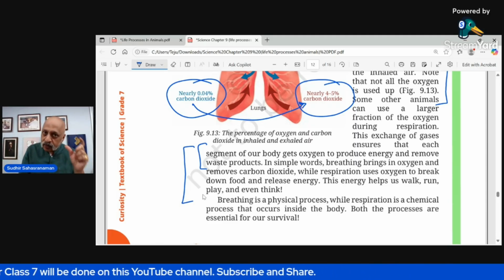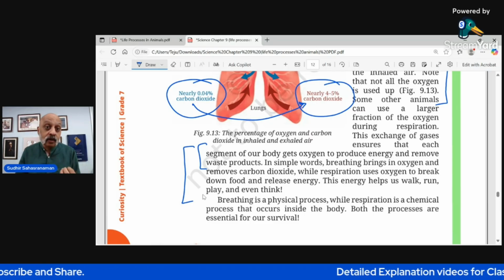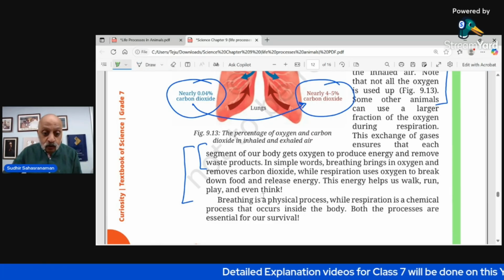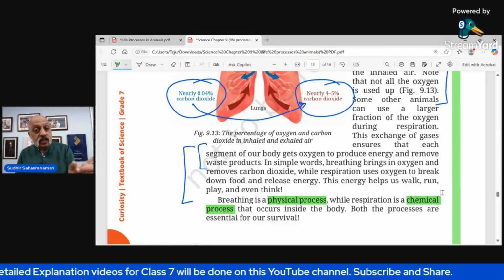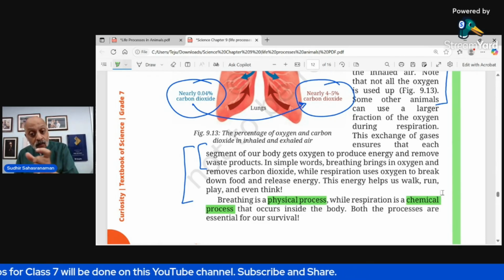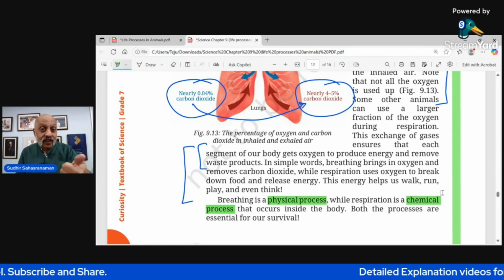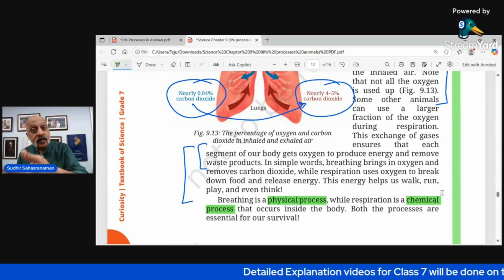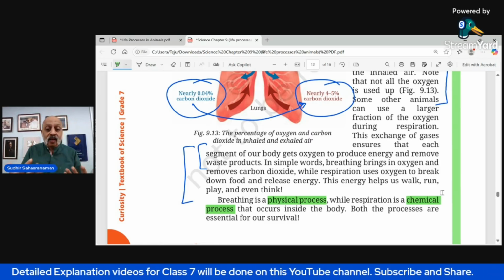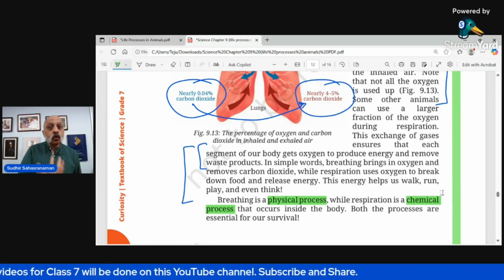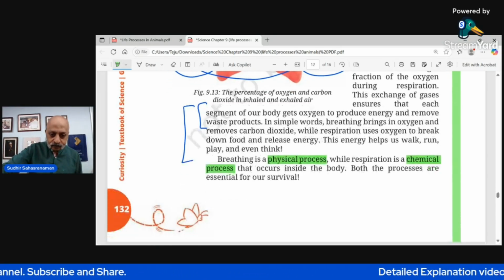Understood? Great. So breathing is a physical process. You inhale, you exhale, while respiration is a chemical process. Very important. You have to use these words in order to get the marks. Physical process, chemical process. Chemical, why? Because it is using oxygen to release energy. Because just now I showed you a chemical reaction: glucose plus oxygen leading to carbon dioxide plus water plus energy. That is a chemical reaction. And these are important for our survival. You need breathing, obviously. And because of the oxygen, it helps give us energy.